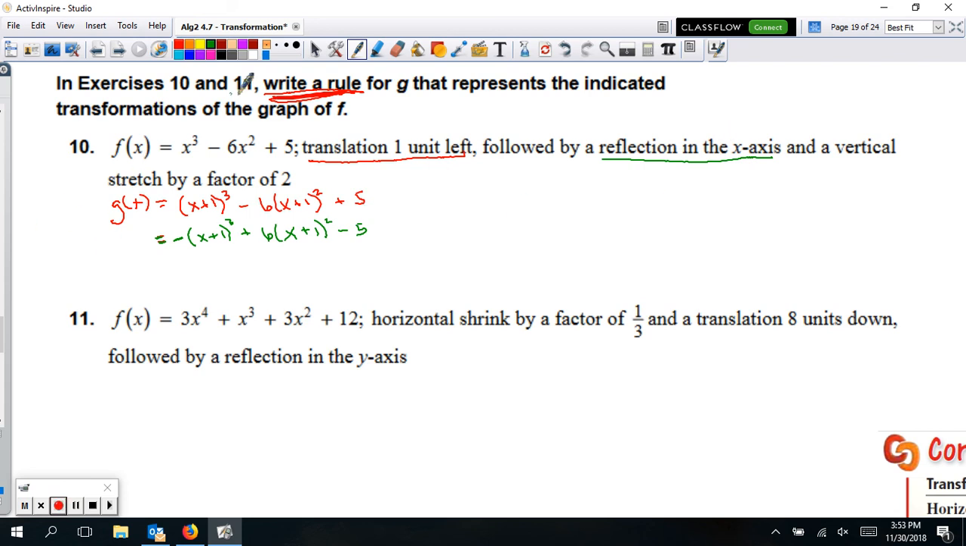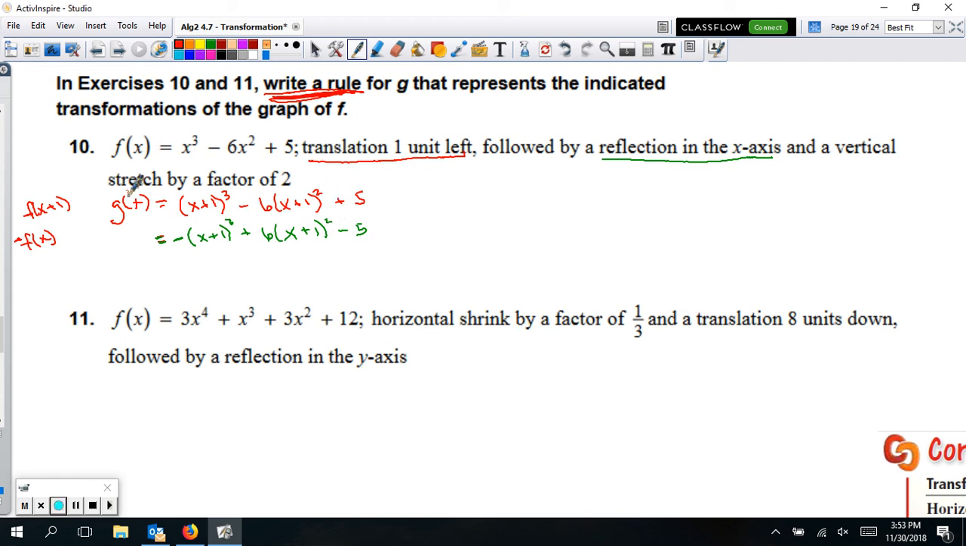So maybe I should just put outside here what we're doing. This one we were saying f of x plus 1, and then this one we were saying negative times f of x. And so that's what we did there.